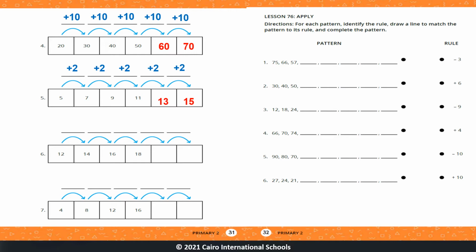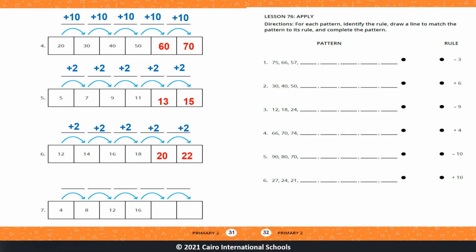Plus what? Subtract the first two numbers. 14 minus 12 equals 2. 16 minus 14 equals 2 also. So the pattern rule is plus because it's an increasing pattern, and 2 because each time we are adding 2. So the pattern rule will be plus 2 also. 12 plus 2 equals 14. 14 plus 2 equals 16. 16 plus 2 equals 18. 18 plus 2 equals 20. 20 plus 2 equals 22.